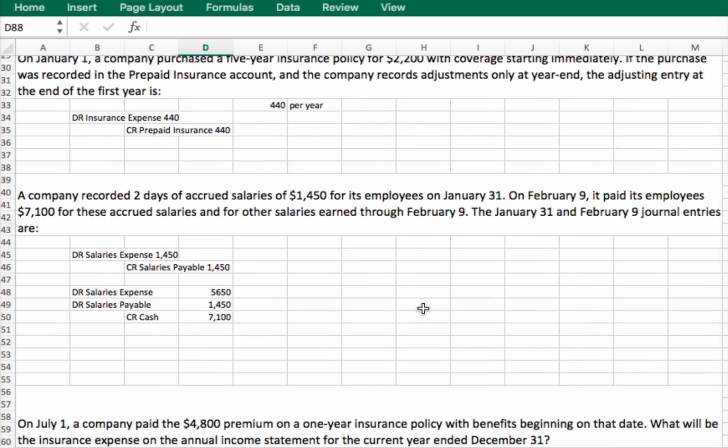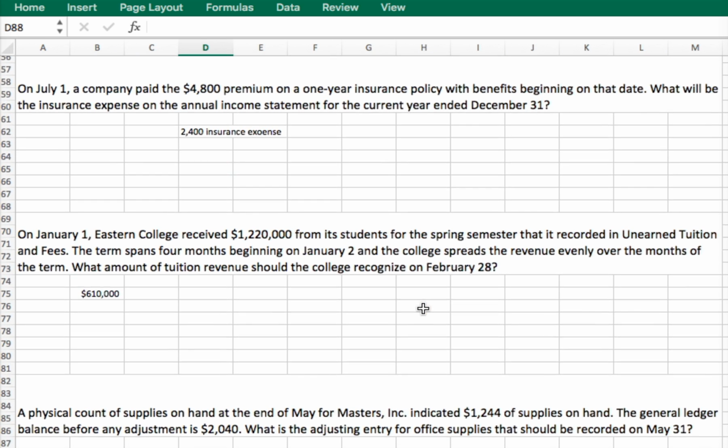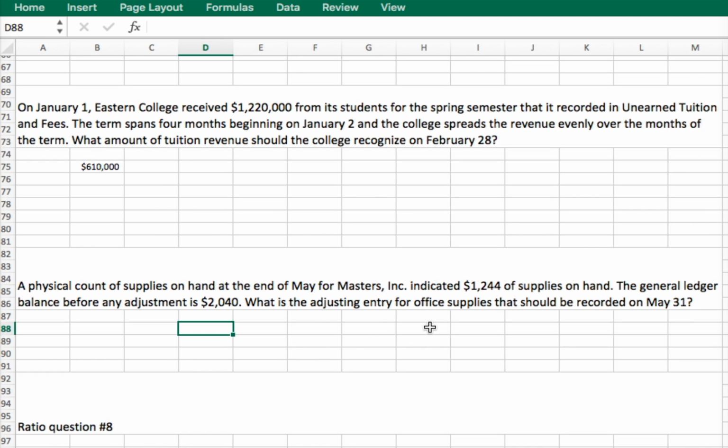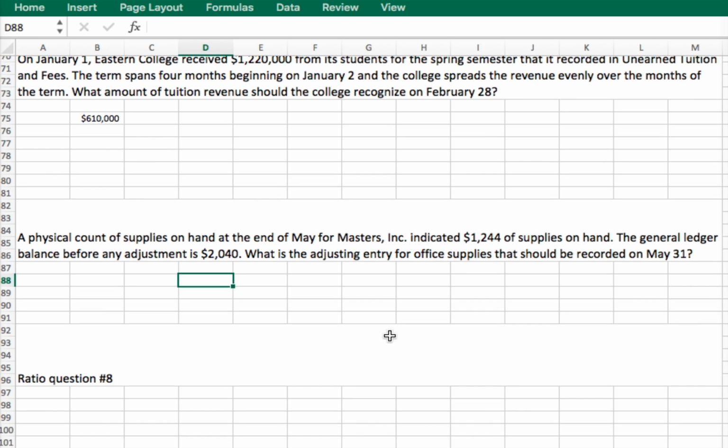Okay, number 7. Physical count of supplies on hand at the end of May for Masters Inc. indicated $1,244 of supplies on hand. The general ledger balance before any adjustment is $2,040. What is the adjusting entry that needs to be made? Okay, so again, it's helpful to do a T-chart. So we'll say supplies there.